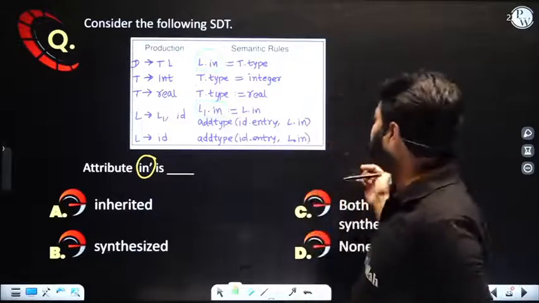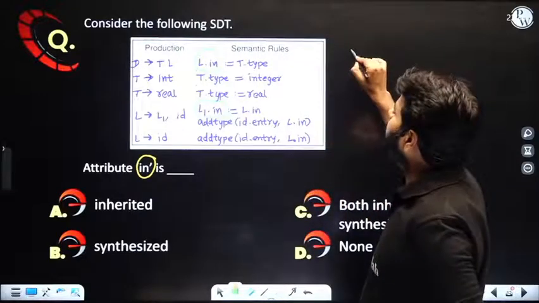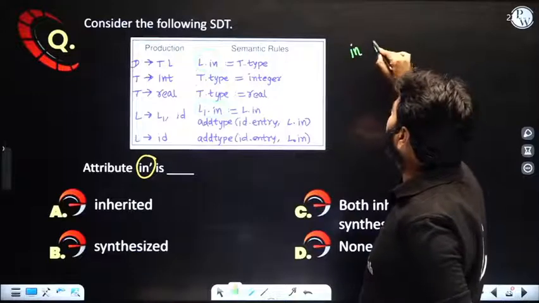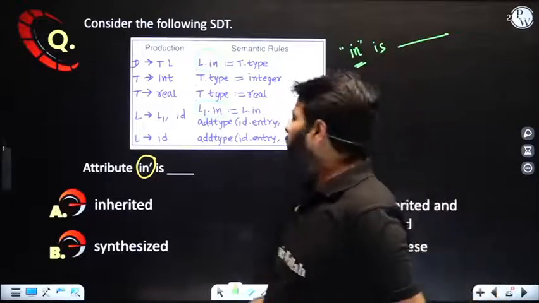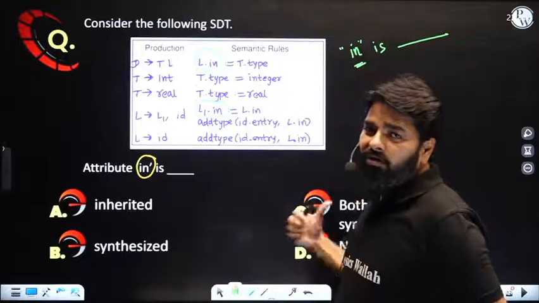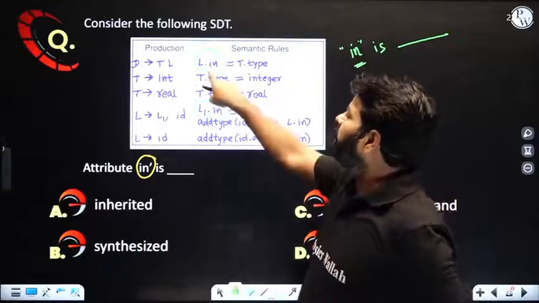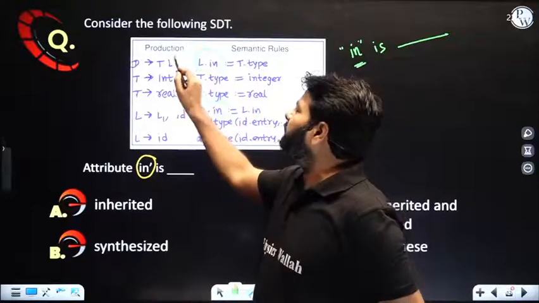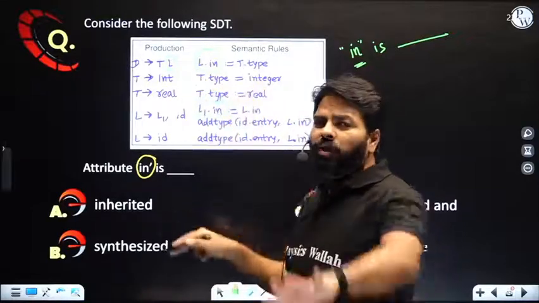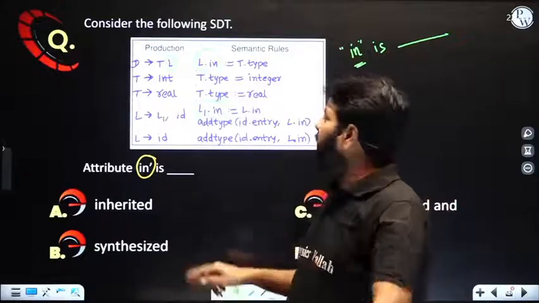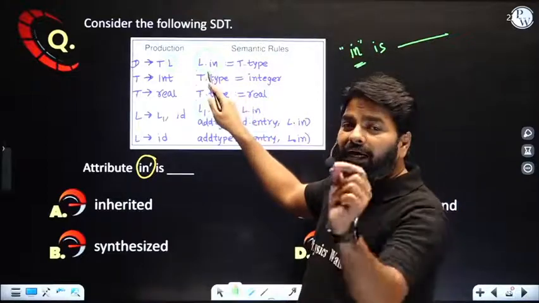Anyhow, other slides are there. So my question is, what is in here? What is in? In is dash. Is it inherited or synthesized or none of them? The first one, L: you are computing at this place by depending on T. T is the left sibling. Who can depend on the sibling? Inherited. At this point of time, the in is inherited.